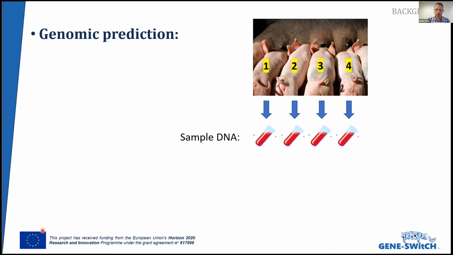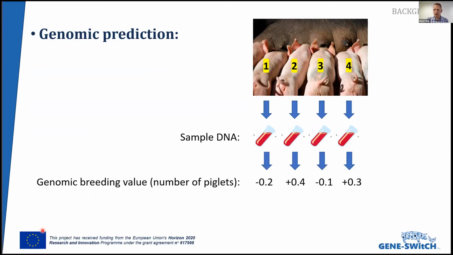This can be through tissue, or it could be taken as blood. With this sample, you build a DNA profile of this individual, which consists of so-called SNP genotypes. And based on this profile, you can actually predict a genomic breeding value. So in this case, let's assume we focus on the trait number of piglets.